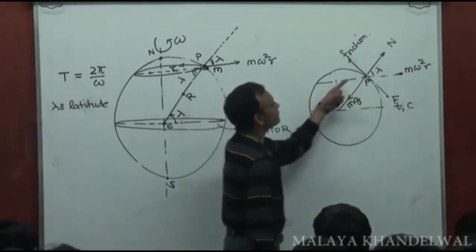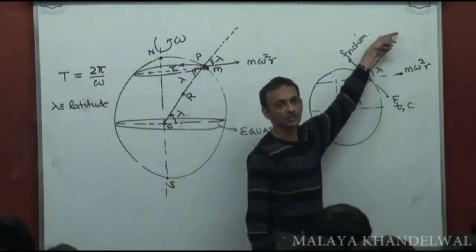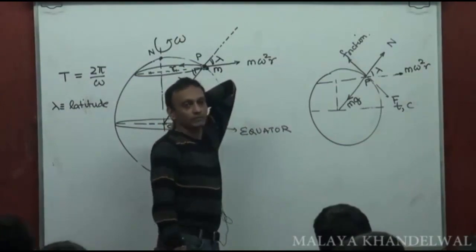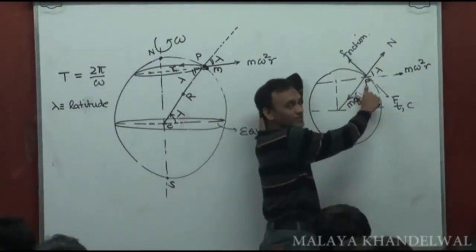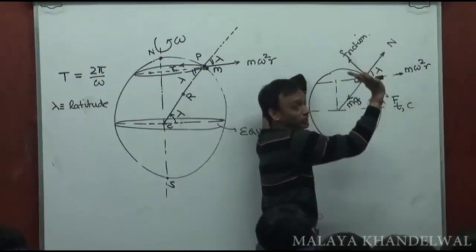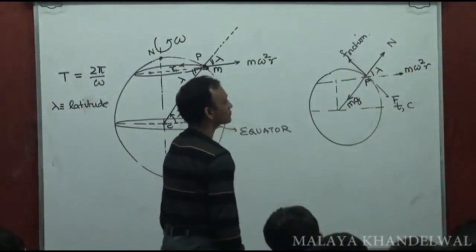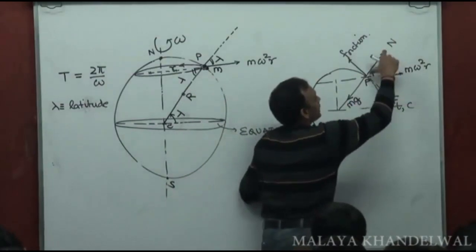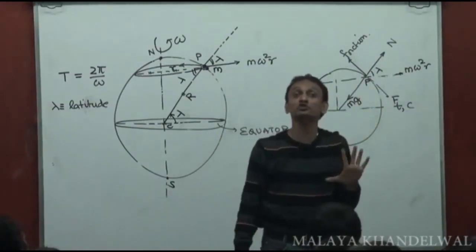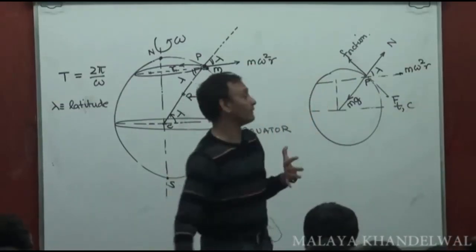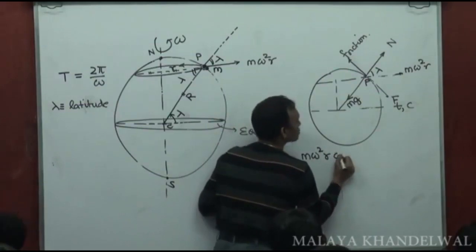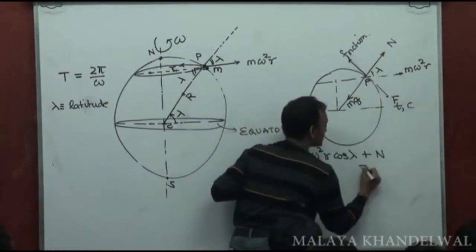Now, if N was the force that this exerts, then realize that this particle P with respect to the earth is stationary. That means the net of all forces acting on it must be 0 in the radial direction. That means N plus m omega squared r cos lambda must be mg, where g is the acceleration due to gravity in the absence of omega. So we have m omega squared r cos lambda plus N, that's equal to mg.